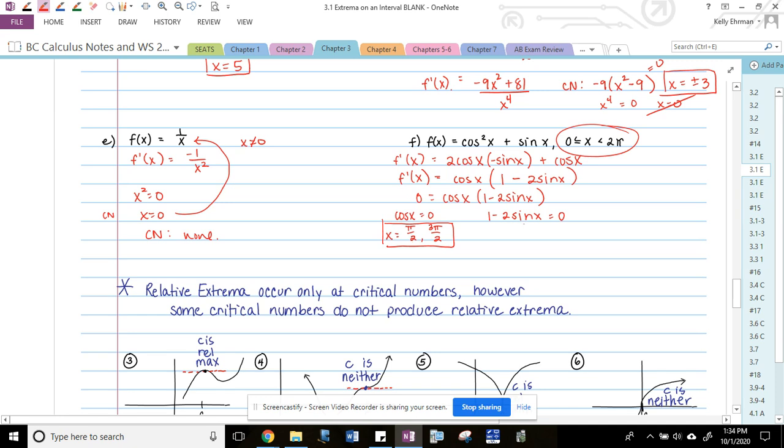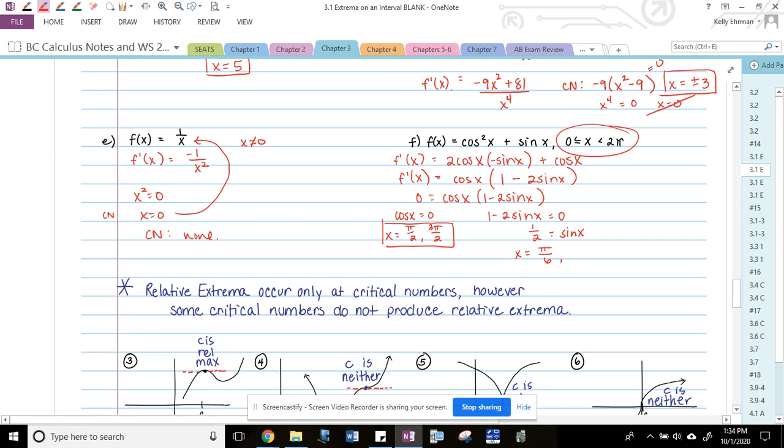If we isolate sine x, like add it to the right side, 1 equals 2 sine x, 1/2 equals sine x. What are our values for this? When is sine, for what angles is sine equal to 1/2? In quadrant 1, pi over 6.